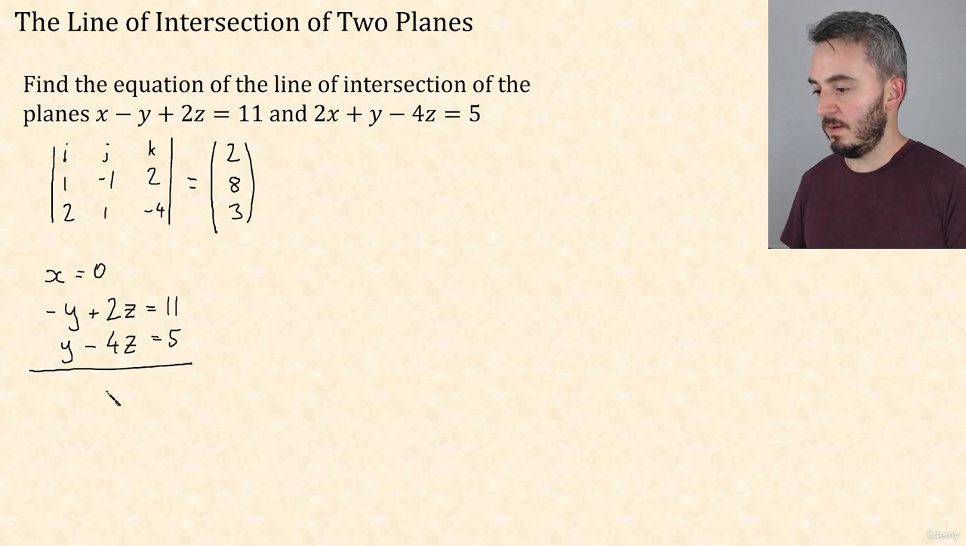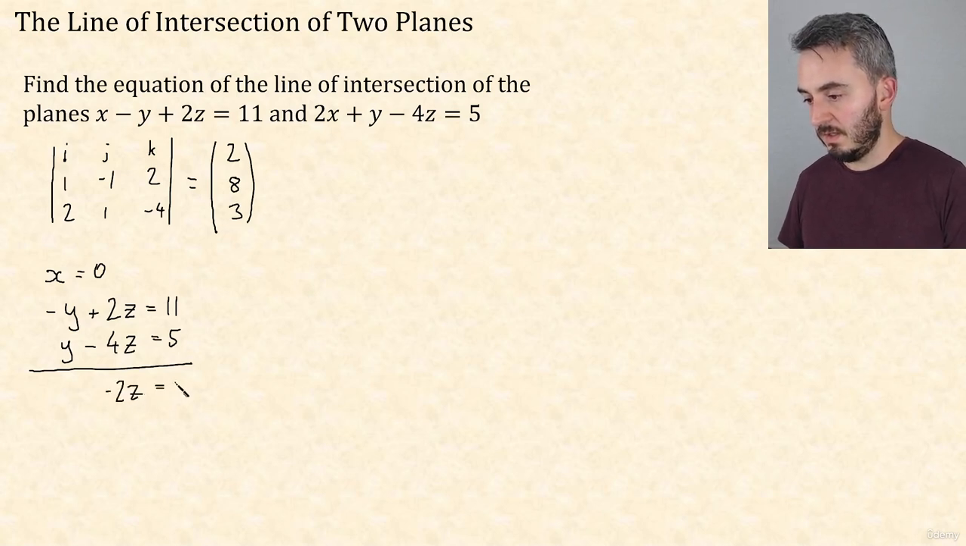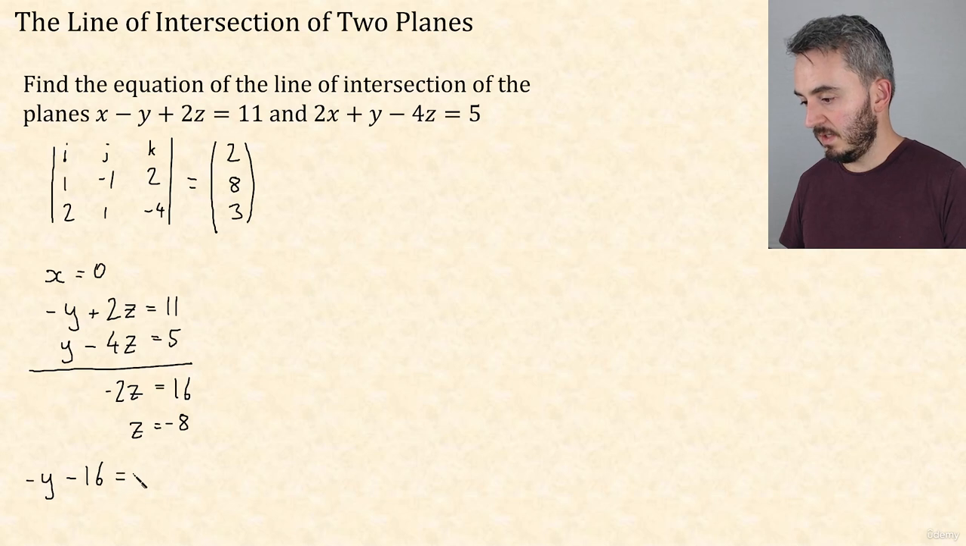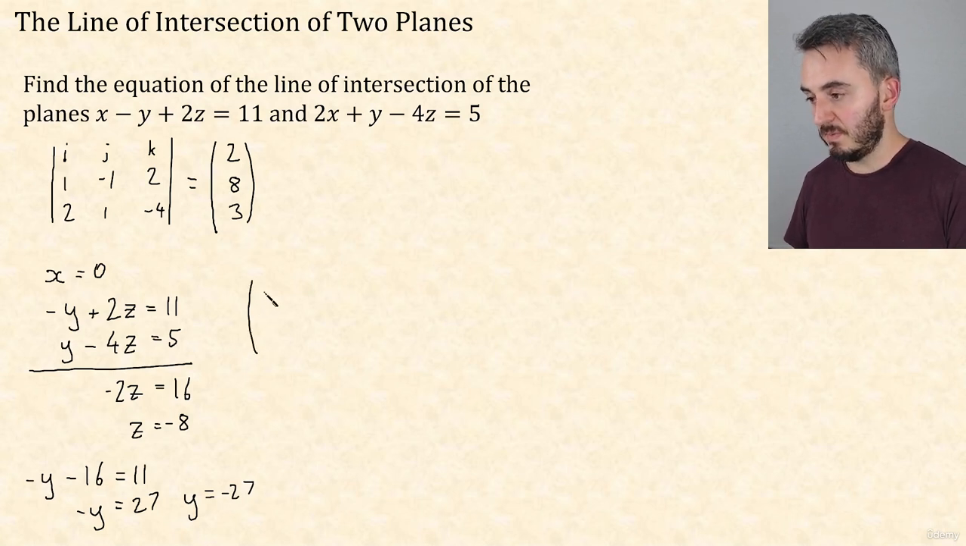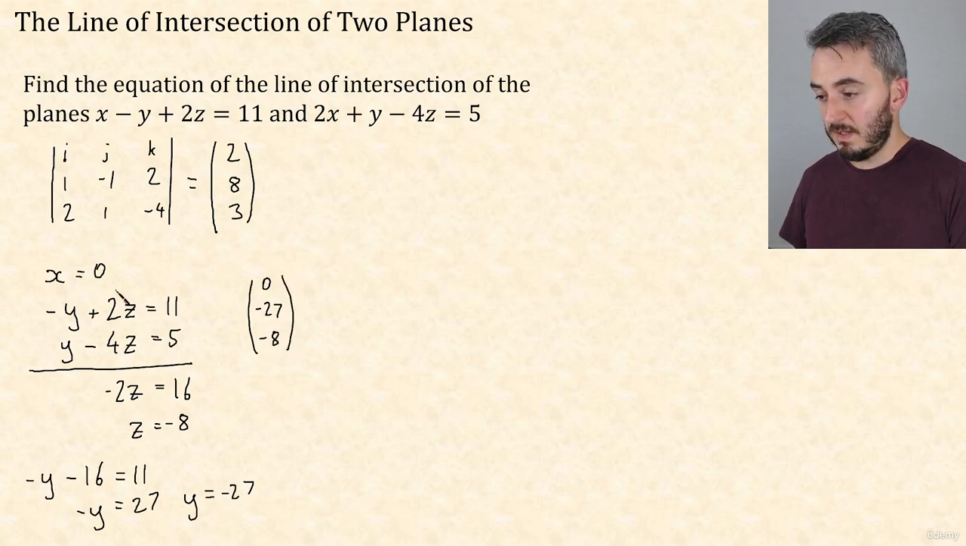Adding these together, I get minus 2z equals 16. So z is minus 8. And then subbing into this one, I get minus y minus 16 equals 11. So minus y equals 27. So y is minus 27. And now I have a coordinate. And the coordinate of my position vector is 0, minus 27, minus 8.